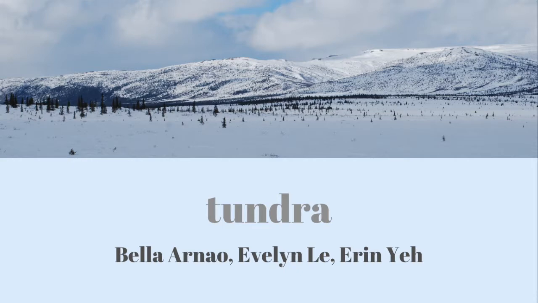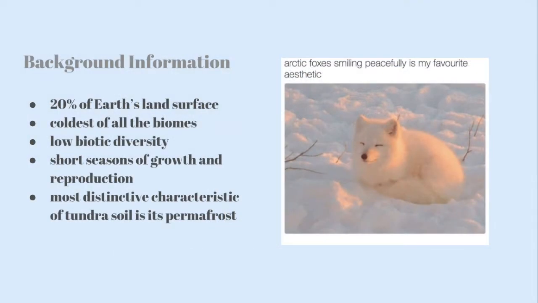Welcome to the Tundra! The name tundra comes from the Finnish word tunturia, meaning treeless plains. It covers expansive areas of the Arctic, which is in the northern hemisphere. The tundra makes up nearly 20% of Earth's land surface. It is the coldest of all the biomes, with a low biotic diversity, simple vegetation structure, and short seasons of growth and reproduction. The most distinctive characteristic of the tundra soil is its permafrost, a permanently frozen layer of ground.